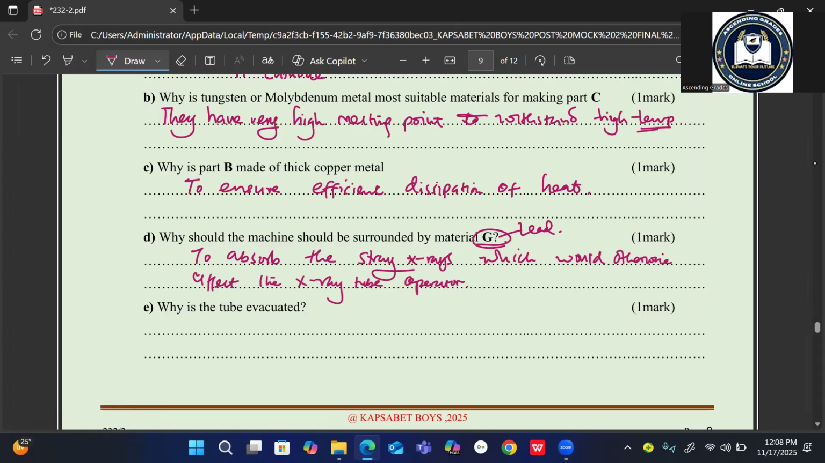Why is the tube evacuated? To prevent electrons from losing energy due to collision with air molecules.